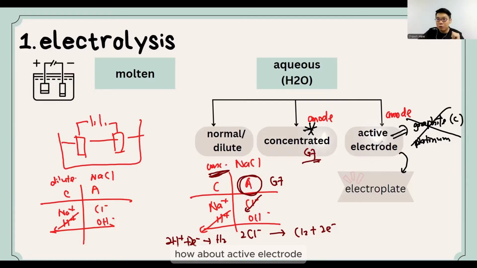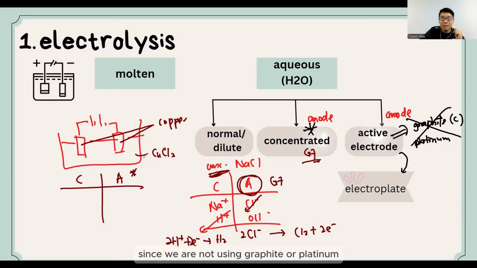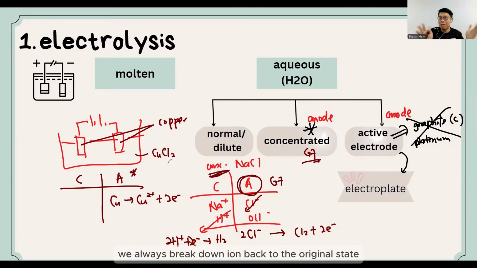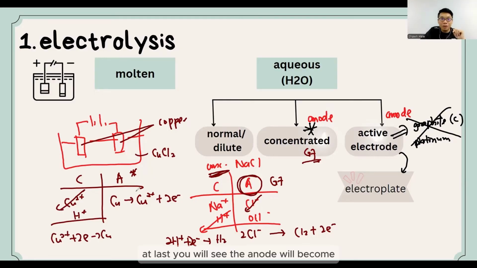How about active electrode? Let's say we are using copper electrode and then the solution, let me change it to copper chloride. Since we are not using graphite or platinum, the anode, the active electrode, will be involved in the electrolysis. Active electrode, they will form ion. So electrolysis will always break down ion back to their original state, but active electrode will change to ion. Cathode is still the same. Choose copper. At last, you see the anode will be thinner and thinner. For cathode, brown solid is deposited here.